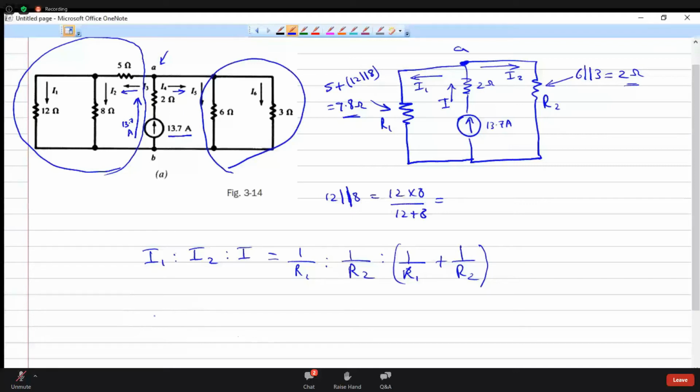Hope you will remember. I1 is nothing but the total current into the opposite branch impedance. So I1 is flowing here, so the opposite branch is this one. So it should be 2 divided by the sum total of all the impedances, that should be 9.8 plus 2. Yeah, I is equal to 13.7 ampere. So this will yield 2.32 ampere. Okay.